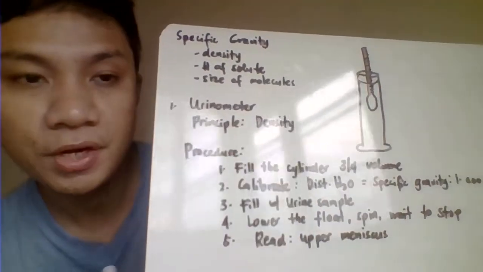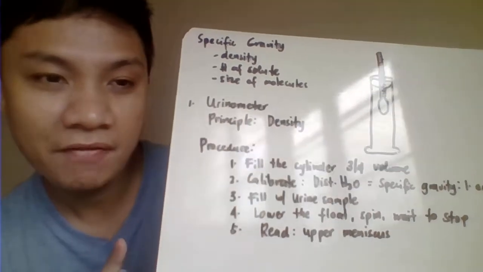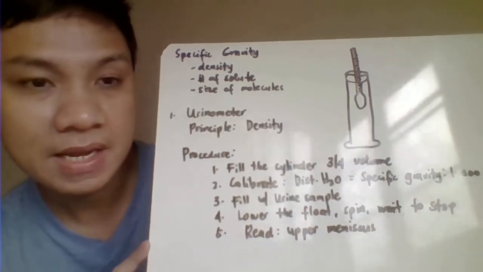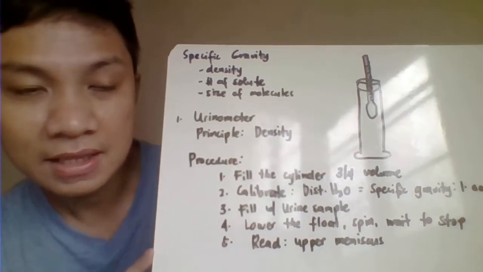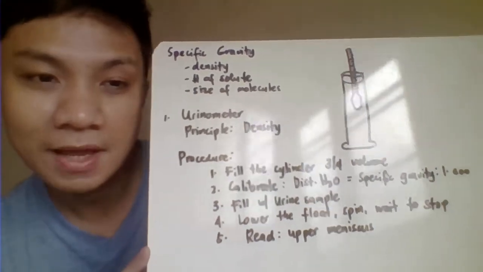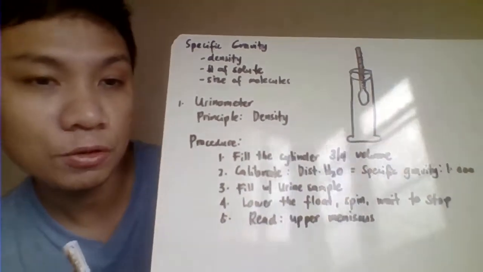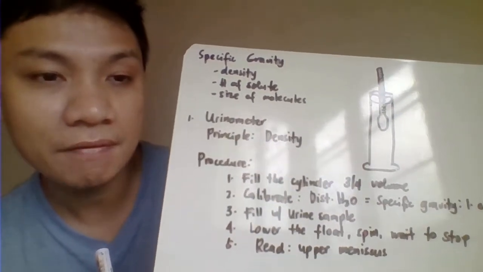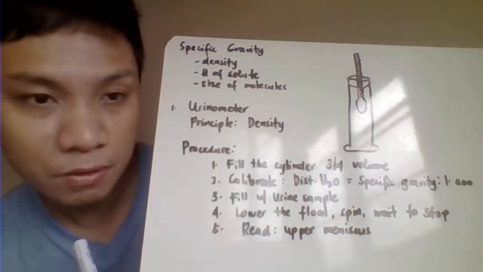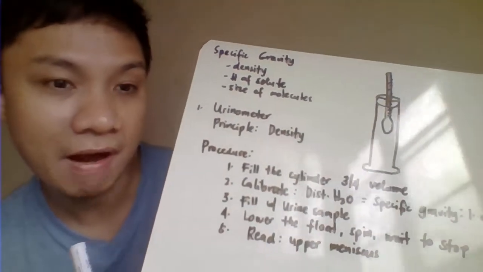Okay, another parameter that we determine with our physical examination is the specific gravity. Specific gravity simply represents the density, which reflects the amount of solute dissolved in the urine sample. Specific gravity is highly dependent on the following: the number of solutes, meaning the more solute dissolved in the urine, the higher the specific gravity, or the size of your molecules, meaning the bigger the size, the higher the specific gravity.